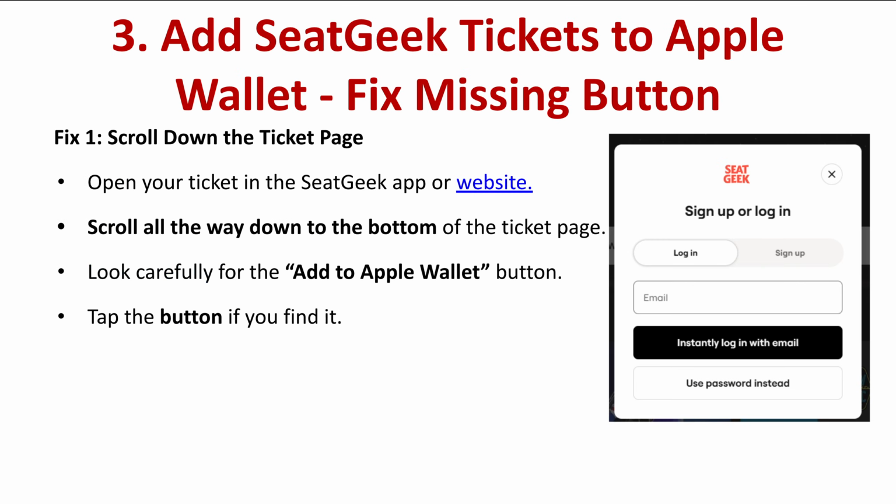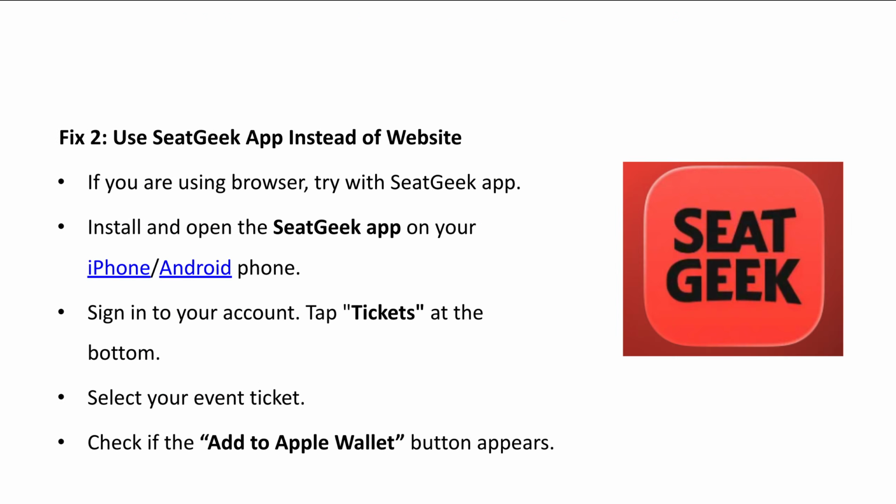Third is add SeatGeek ticket to Apple Wallet, fix missing button. Fix one is scroll down the ticket page. Open your ticket in the SeatGeek app or website. Scroll all the way down to the bottom of your ticket page. Look carefully for the add to wallet button. Tap the button if you find it.